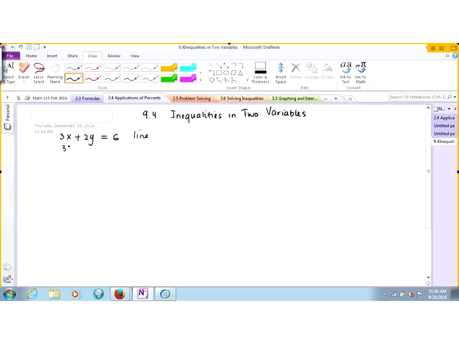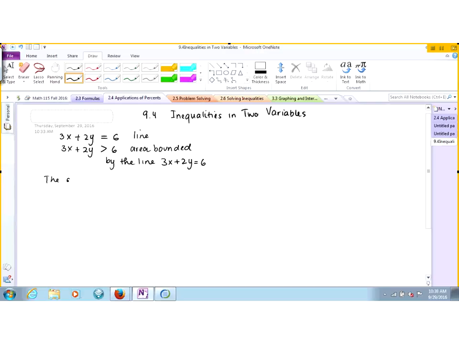Now, what about if I say 3x plus 2y is greater than 6? What do you think it is? So this is an area bounded by the line 3x plus 2y is equal to 6. Okay? So when we do inequalities in two variables, then you need to shade. All right.